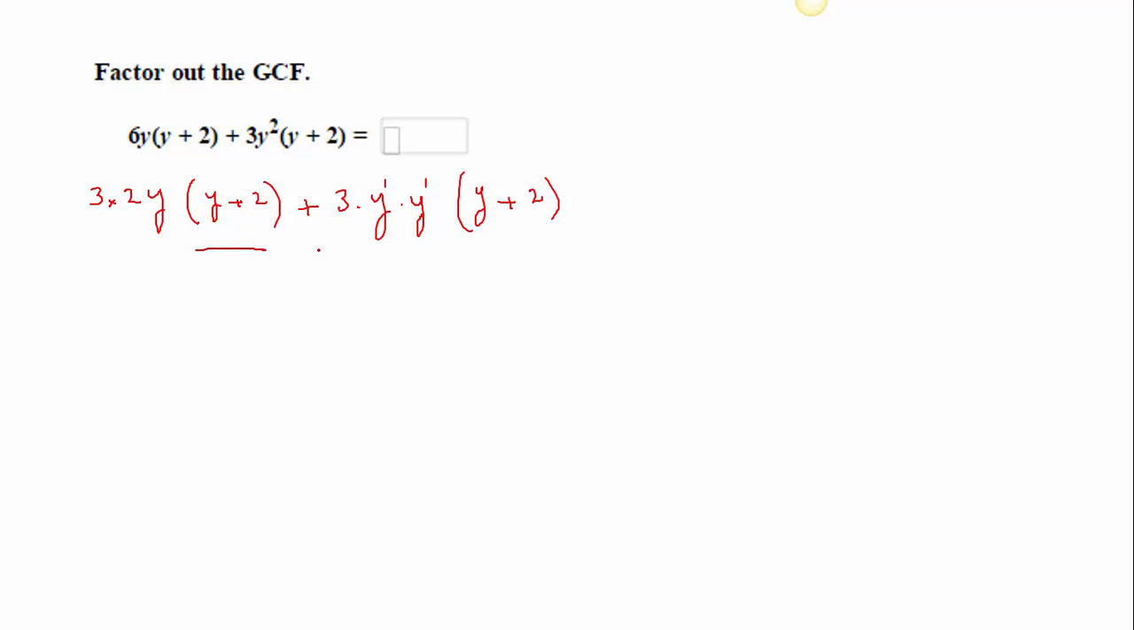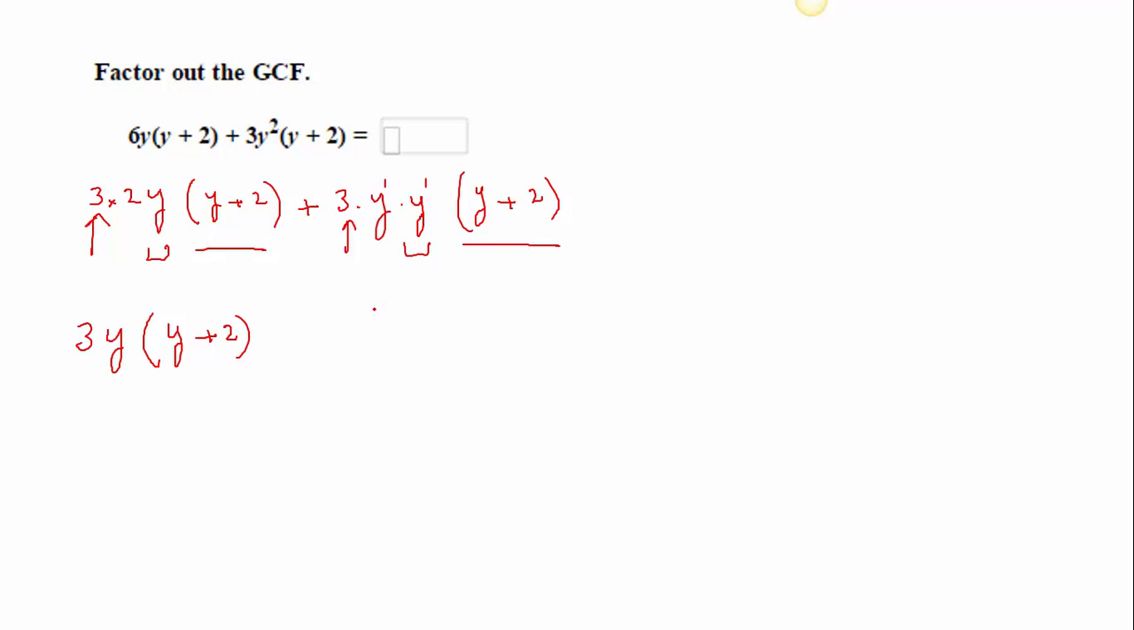Notice that I have y plus 2 here, I have y plus 2 here, so this is one common factor. I have a y here, and I have a y here. This is another common factor. Then I have a 3, and I have a 3. So these are my common factor. Let me put them all in one. 3, y plus 2. So this is called the GCF. It's the common factor among the two terms.